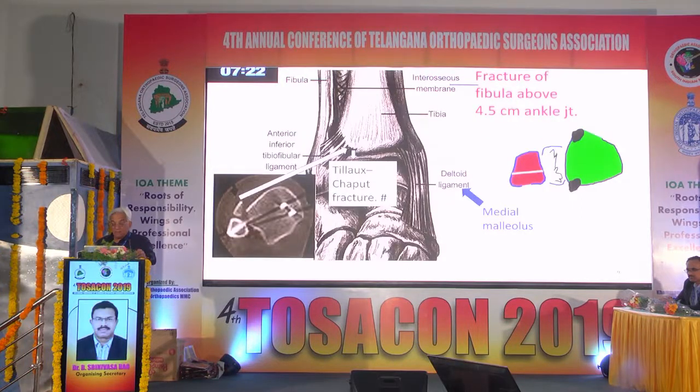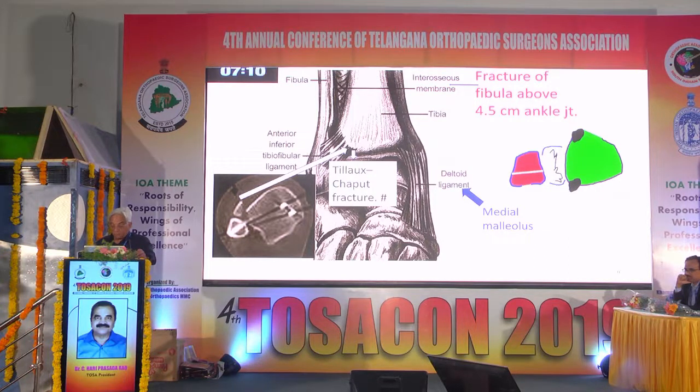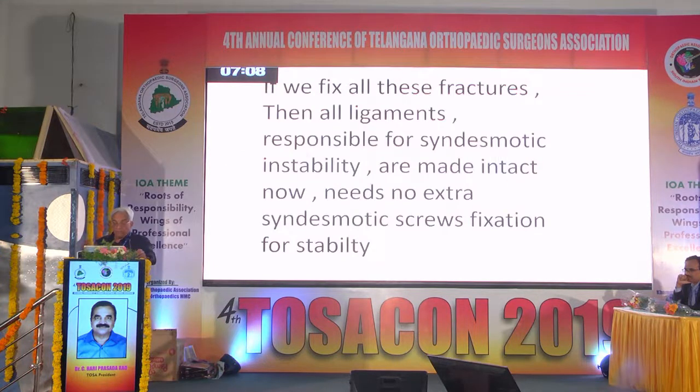Now, this is the fracture of the fibula, about 4 millimeters there. This is the Tillaux fracture, which occurs in the anterior one. And we have already seen the posterior malleolus, and this is the medial malleolus. Now, if we fix all these fractures, then the ligaments responsible for the syndesmotic instability are made intact. It needs no extra syndesmotic screw. A syndesmotic screw is not required if you have fixed all these ligaments which are injured. So that is the reason why this is very important.